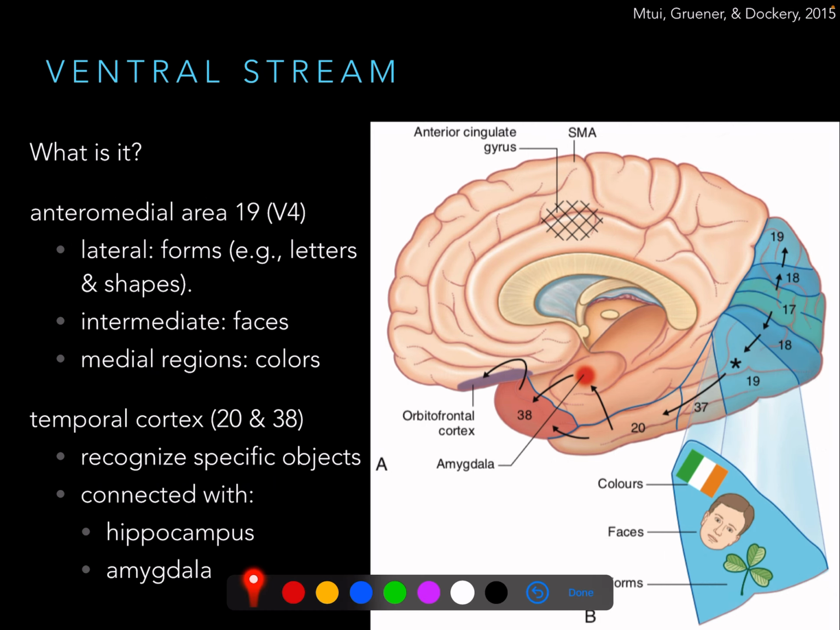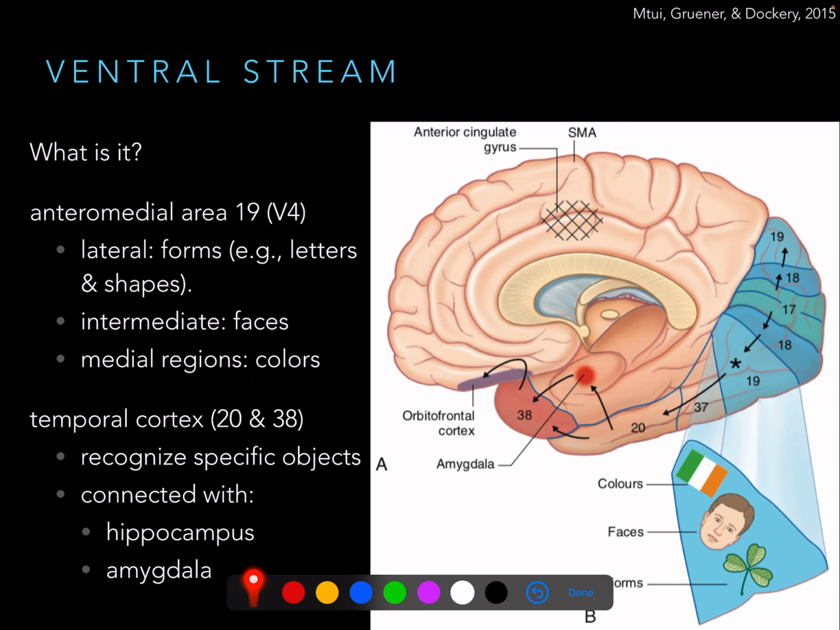Now let's walk through these two streams, give them their own little summary. So what is it? The ventral stream. We're heading down into the temporal lobes. Again, we're building on old information. Okay, there's some Brodmann area numbers here. You don't really need to worry about those. That's just in case you care.